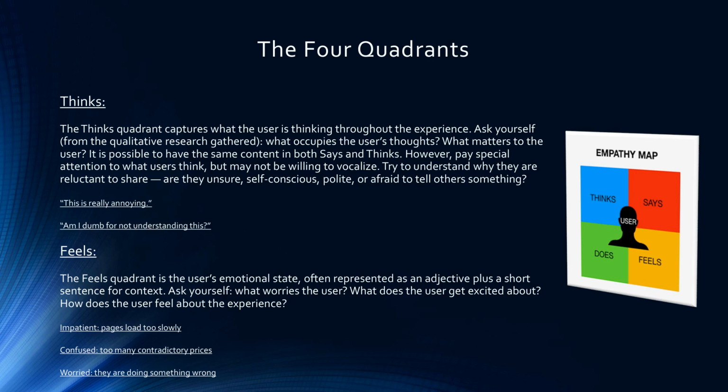Let's review the feels quadrant. Feels. The feels quadrant is the user's emotional state, often represented as an adjective plus a short sentence for context. Ask yourself, what worries the user? What does the user get excited about? How does the user feel about the experience?